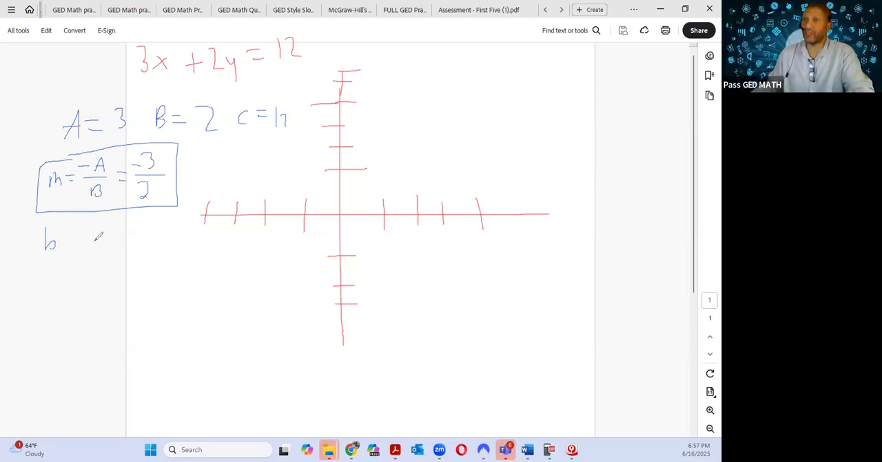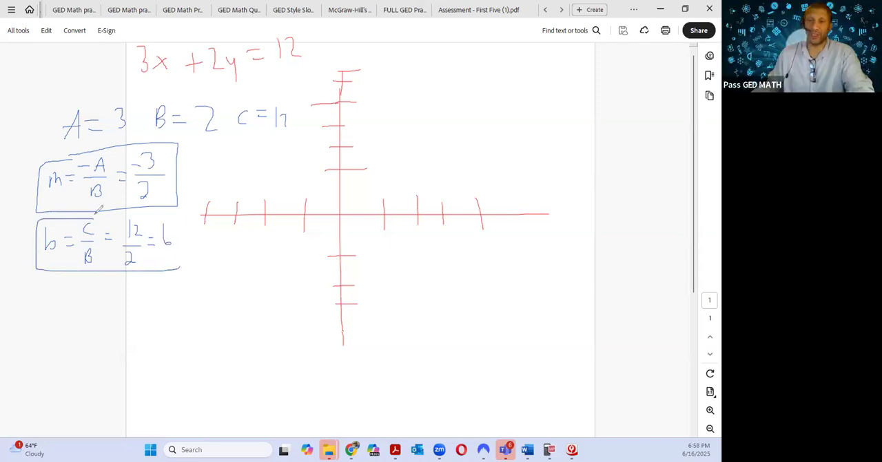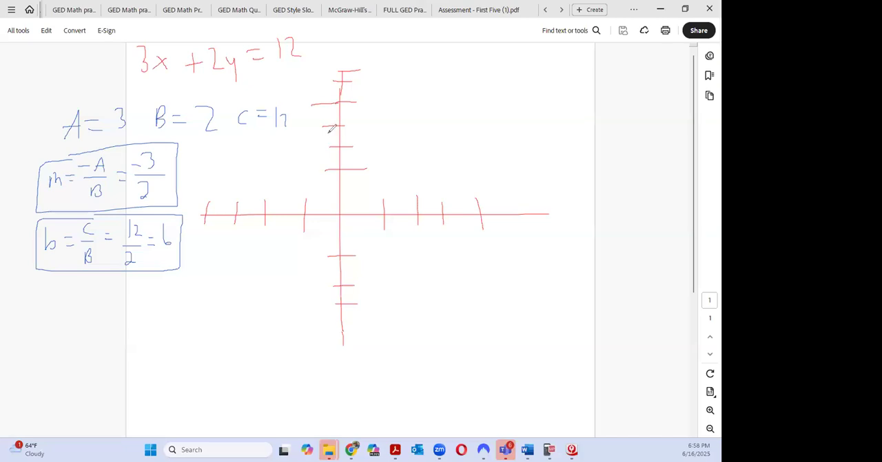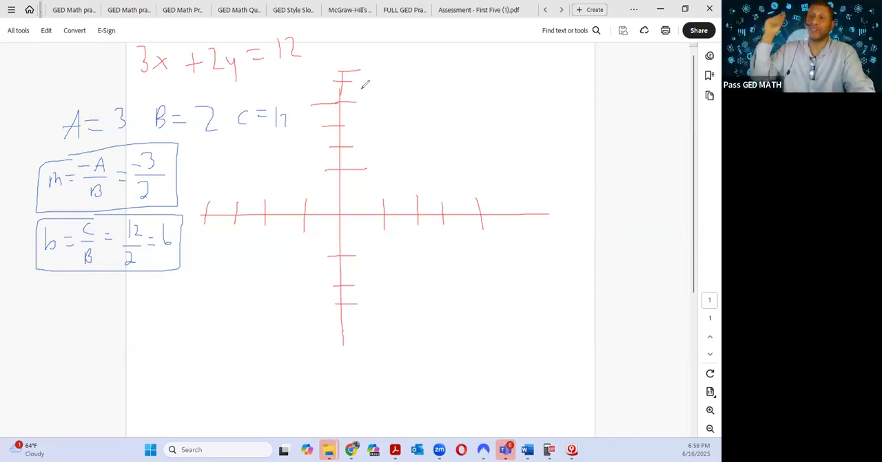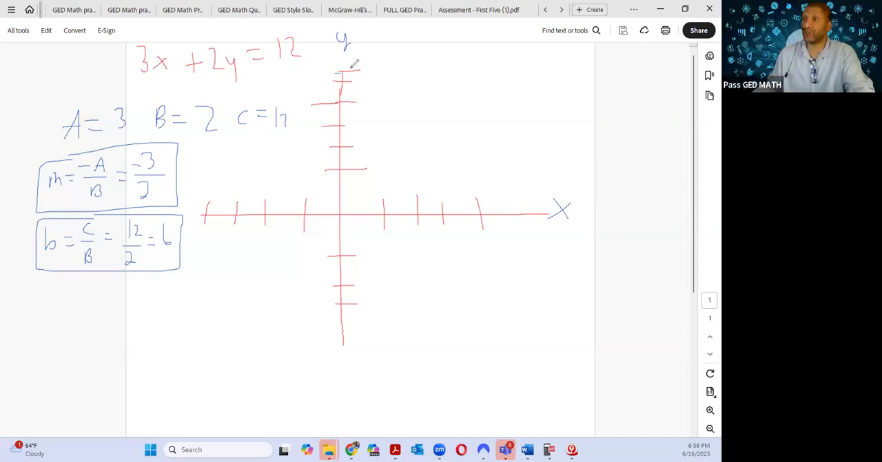My y-intercept is C over B. What's C? 12. B is what? 2. 12 over 2 reduces to what? 6. So I know my y-intercept is 6. What does the y-intercept tell you? I need you to tell me. It means it crosses the y-axis. At what point? What is it across the y-axis? 6.